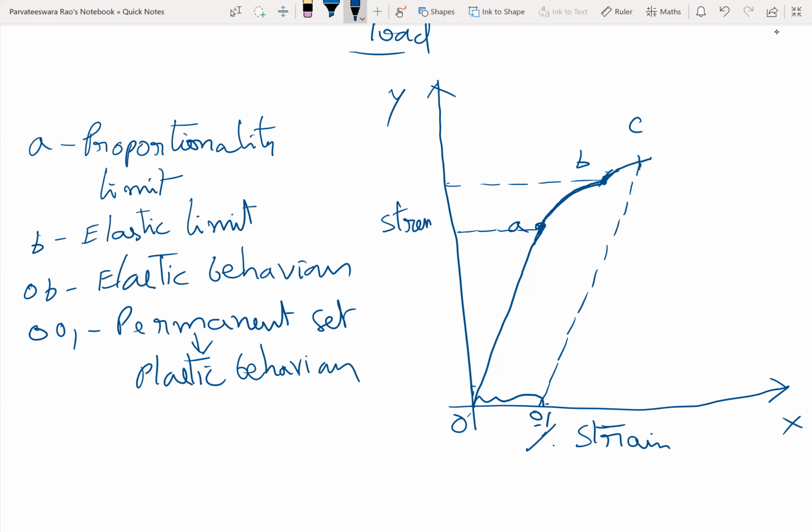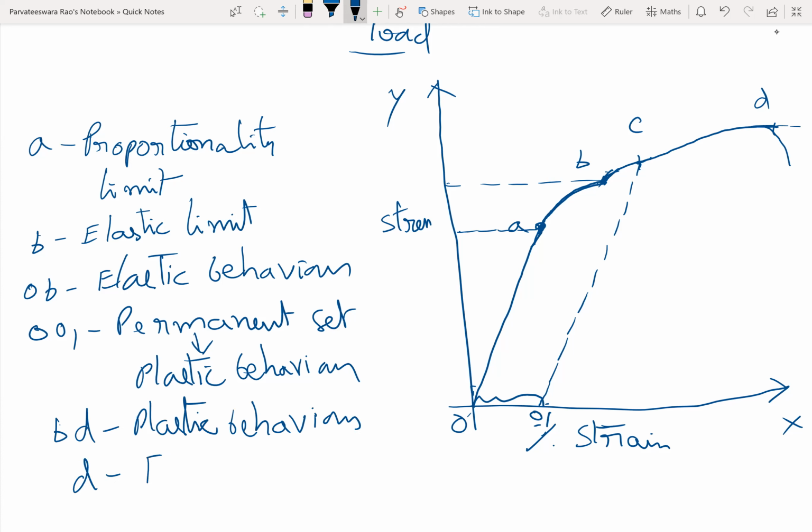Then after that, if you still increase the stress, the wire becomes more and more thin, and somewhere at the point D, the wire simply breaks. So BD explains the plastic behavior, and D is called the fracture point or breaking point.